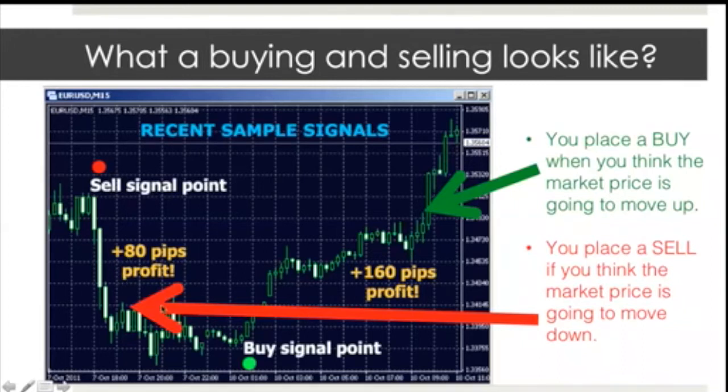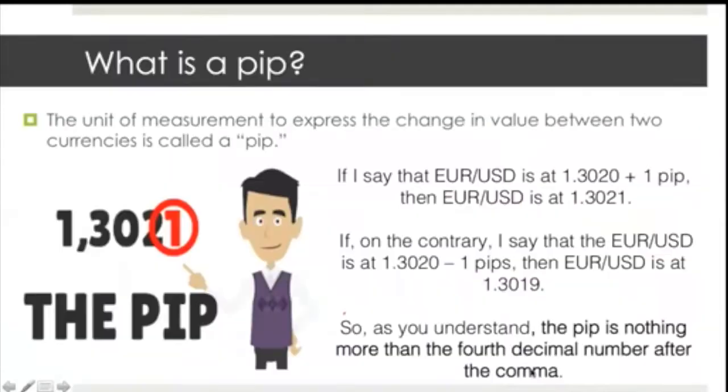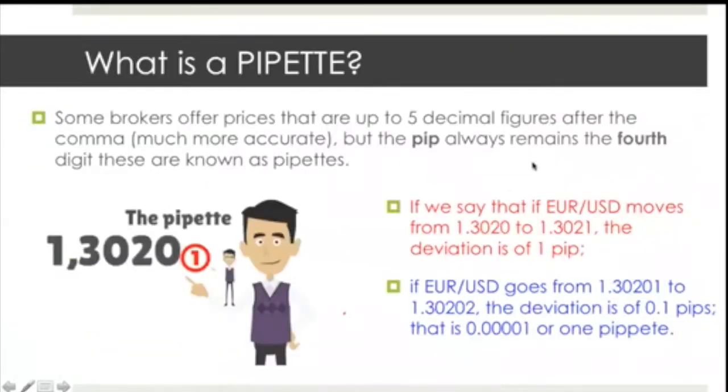So this would have been an 80 pip profit. That would have been a 160 pip profit if you were on the right side of the sell, that is, or buy. All right, so now let's get back to it. So let's start calculating these bad boys.